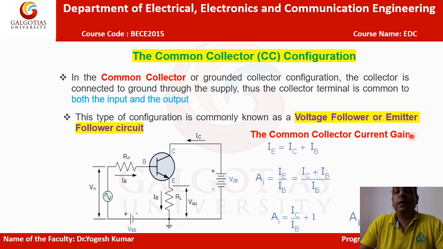The common collector current gain is AI, that is IE upon IB. Here IE is the output current, IB is the input current. IE we can write as IC plus IB. So AI is equal to IC plus IB upon IB. Taking the fraction of this, IB upon IB is 1 and IC upon IB. So AI is equal to IC upon IB plus 1.